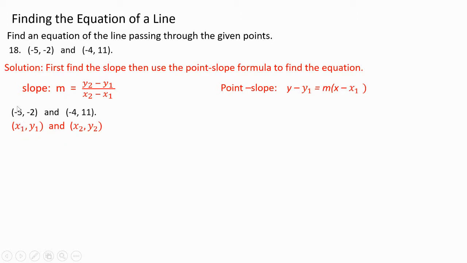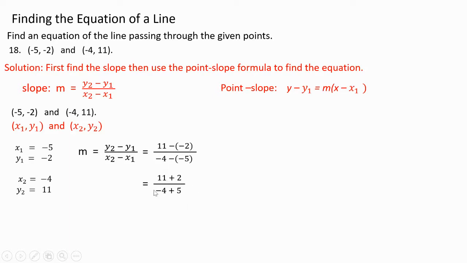Since this is first, I always like to call this point 1, so I make the notation that this will be my x sub 1 and y sub 1. So x sub 1 is -5, y sub 1 is -2, x sub 2 is -4, and y sub 2 is 11. So now we plug them in. This will be 11 minus -2 over -4 minus -5. And I believe this is the one that I did earlier where we found the slope.